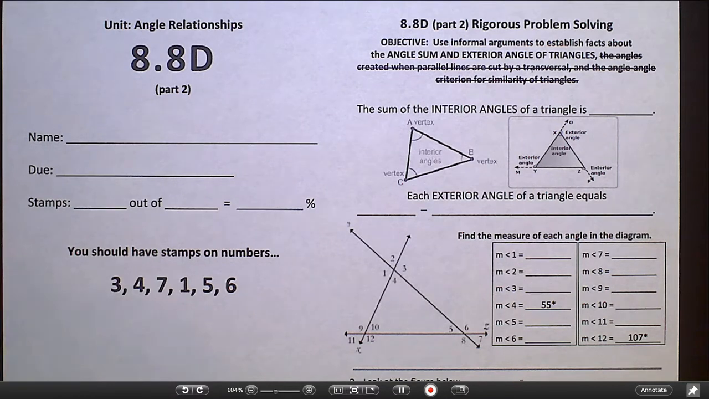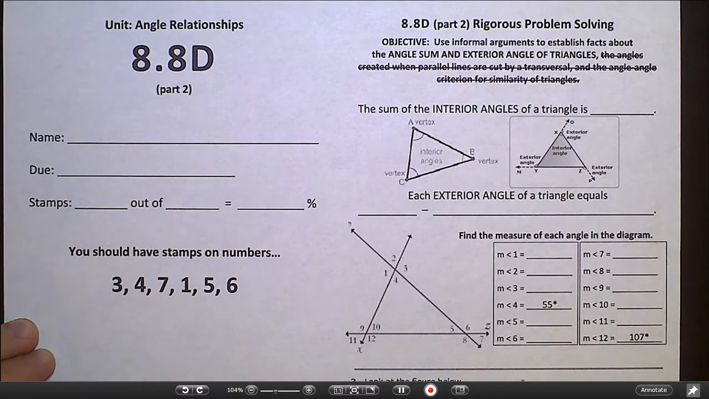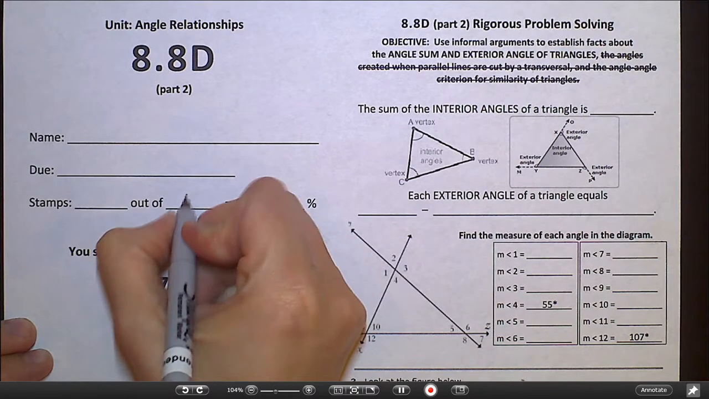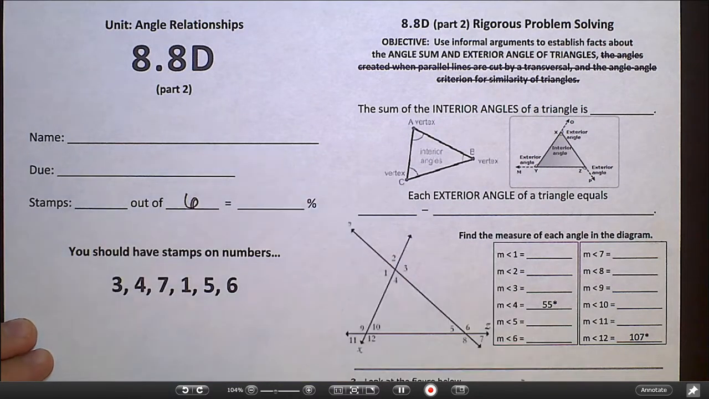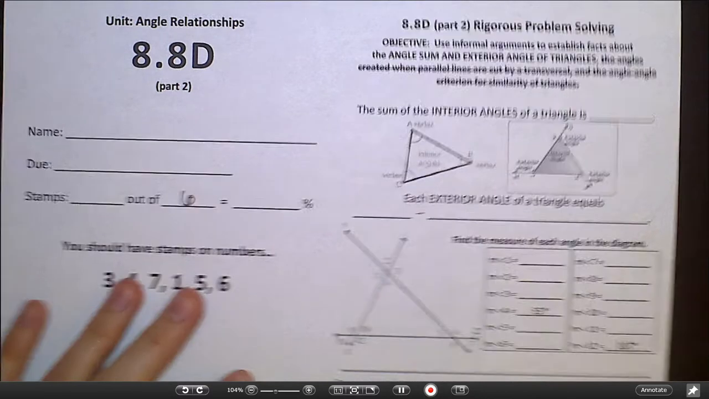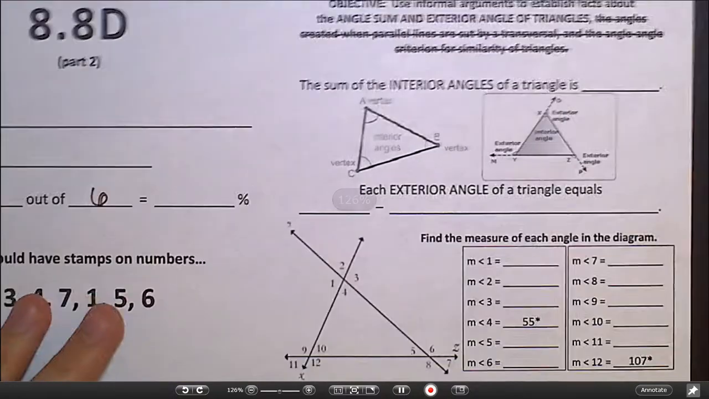Please make sure that you have your heading, and today's date is the due date. You'll need 6 stamps today. So just like part 1, you're going to be doing all of the problems on your own, but we are going to go through and do some notes together. So let's look over here at the first part of our notes.